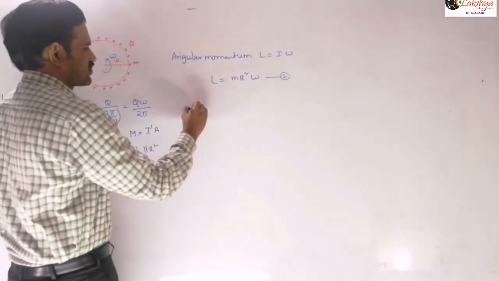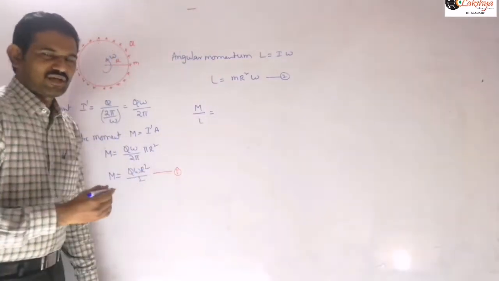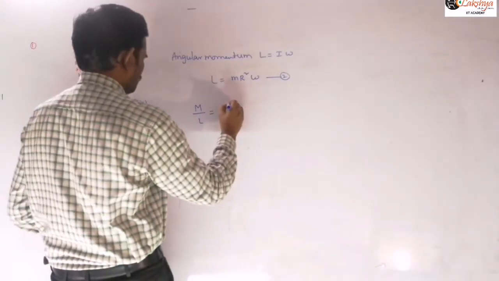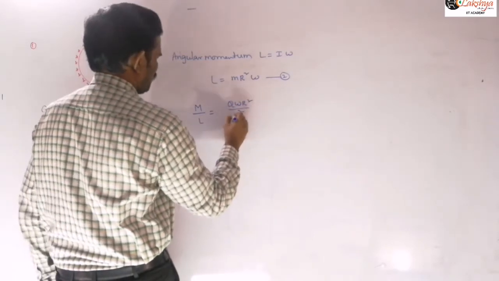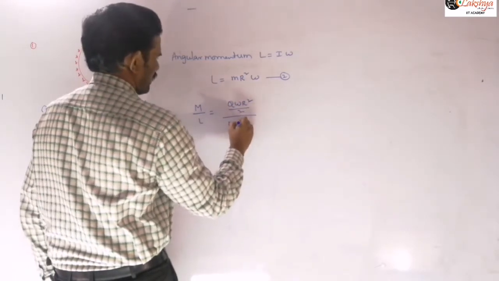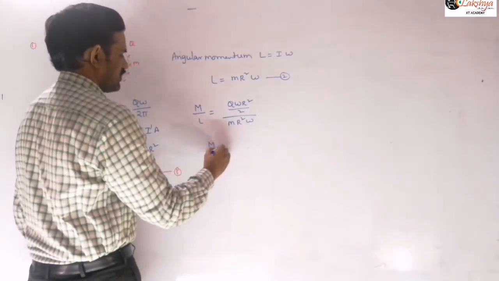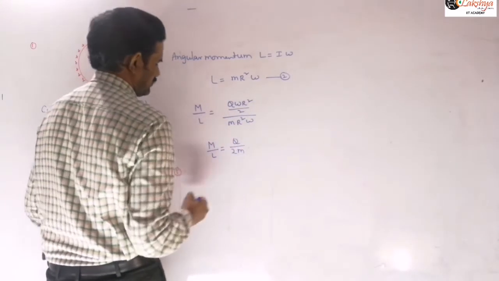Now find the ratio of our required value, that is M by L, magnetic moment to angular momentum. The magnetic moment is Q omega r square by 2, divided by M r square omega, right? Therefore, M by L is equal to Q by 2M.